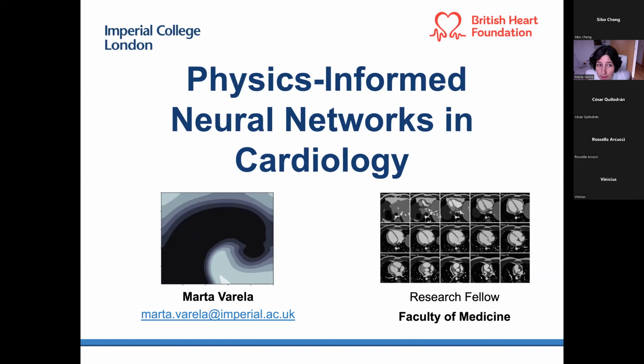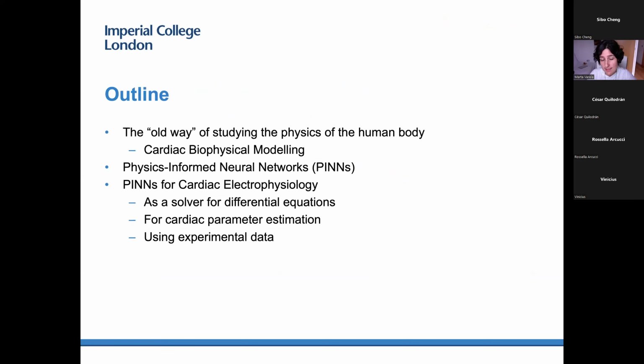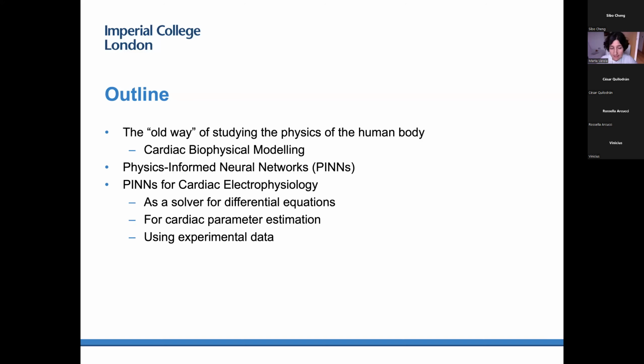So I'm going to be talking to you about physics-informed neural networks and their applications in cardiology. So very briefly, I'll talk a little bit about the traditional way of studying the physics of the human body, which is using biophysical modeling, and then about PINNs, the physics-informed neural networks, and how they can be used to solve problems in cardiology, namely on cardiac electrophysiology, and they can be used as a solver for differential equations, for parameter estimation, and also using experimental data, and I'll tell you a bit more about it.